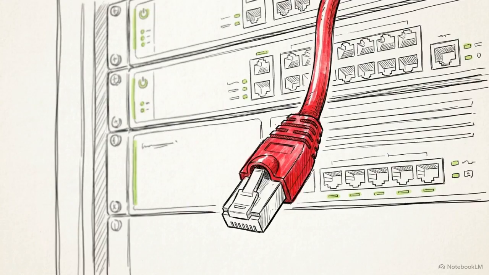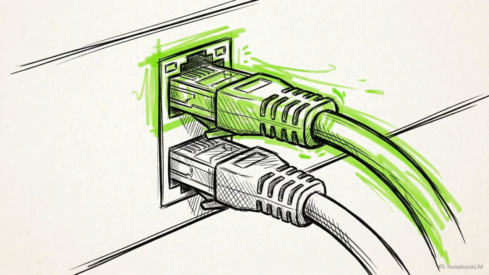The network is safe from loops, but the cost is severe. You pay for dual hardware and run dual cables, yet you only receive half of the potential bandwidth.